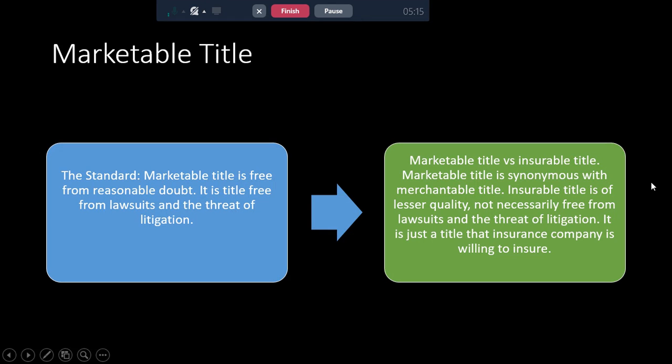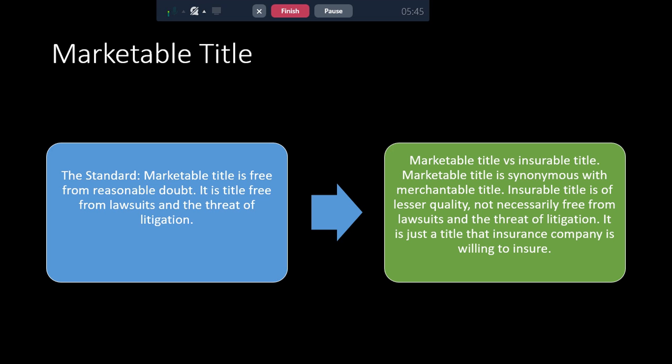Okay, now we're going to talk about marketable title. Marketable title is telling the buyer that the property that you're getting, I can sell it to you as the seller. And since I can sell it to you, it's saying that no one else is going to come after you and say that that property is not mine. No one's going to come after you and say that they have any liens against that property. That is what marketable title is.